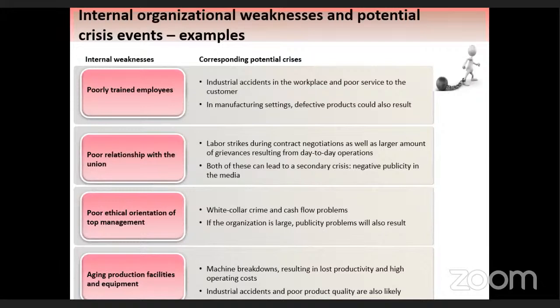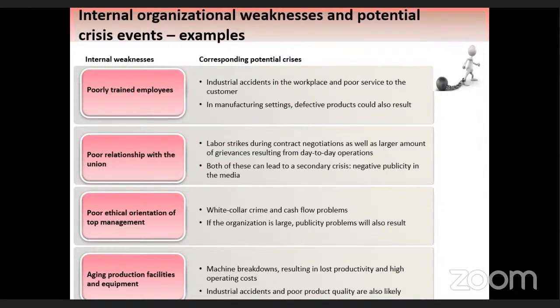Then we have a poor relationship with the union. If there is a poor relationship with the union, a labor strike during contract negotiation, as well as a larger amount of grievances resulting from day-to-day operations, can lead to a secondary crisis, negative publicity in the media. What this is saying is this: if there is a poor relationship between the union and the workforce, it could lead to a strike, then it could lead to a secondary crisis, which has to do with false or negative information being put across to the media. Then poor ethical orientation of top management, white collar crime and cash flow problems.